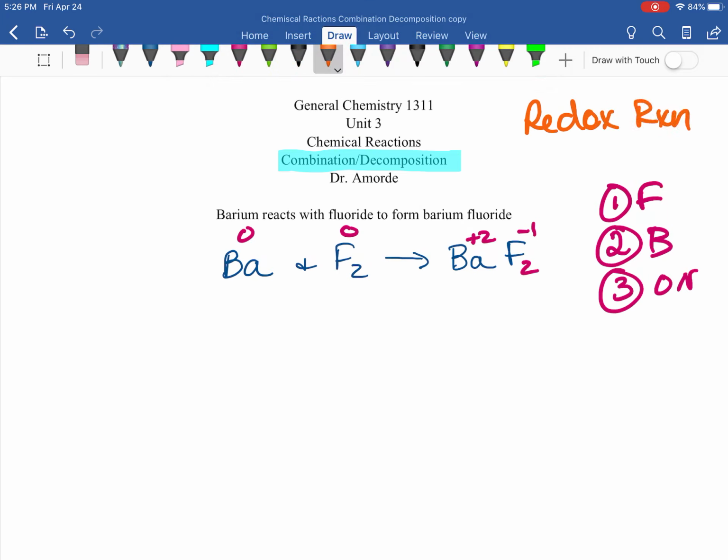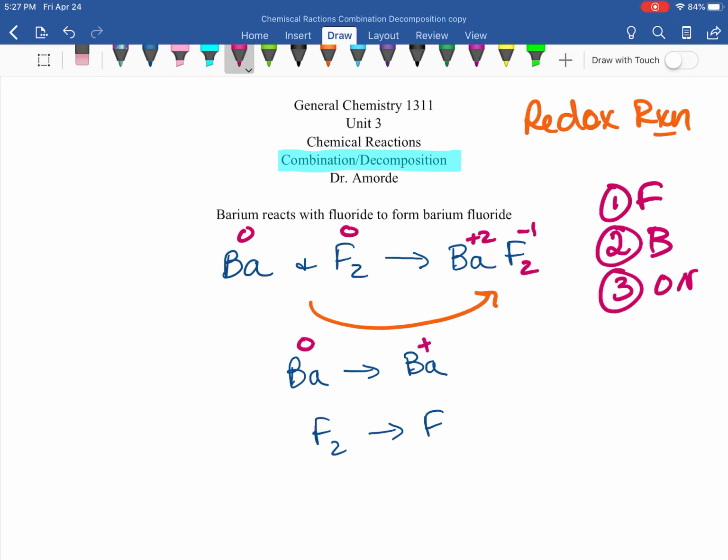Now, why do we care about oxidation numbers? Well, we're going to use them to figure out if this is a redox reaction. And remember, a redox reaction means that your oxidation numbers are changing from your reactants to your products. So in this case, they are.